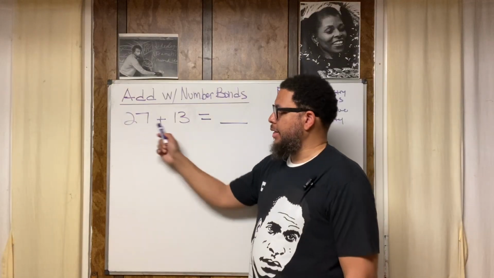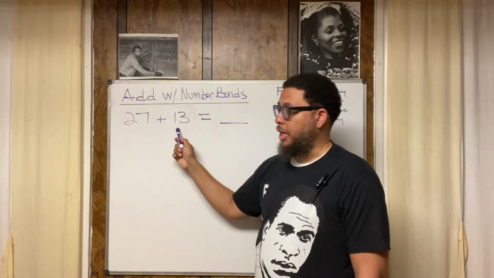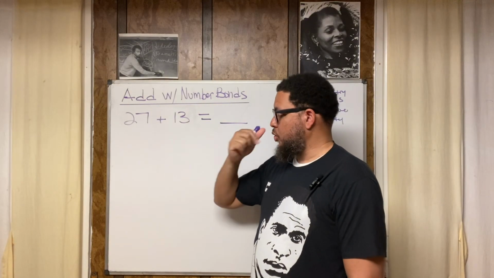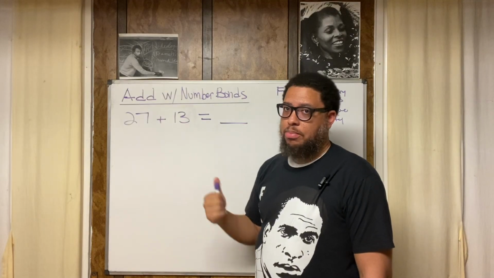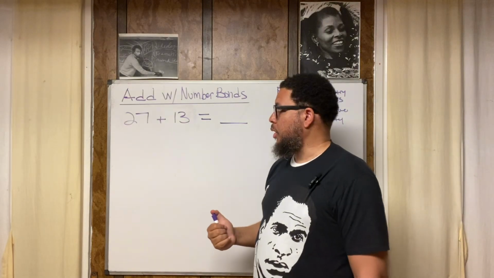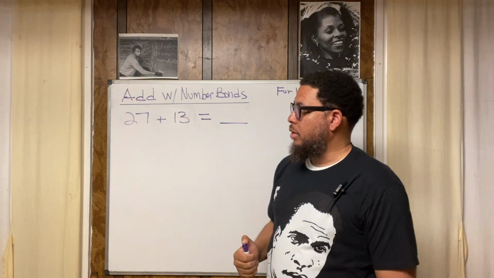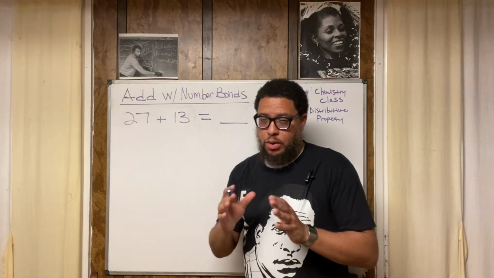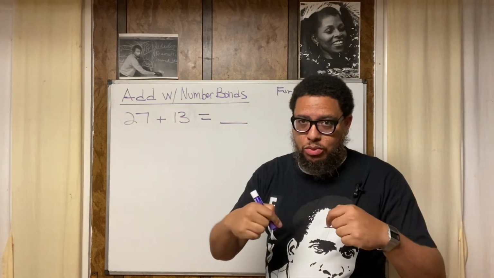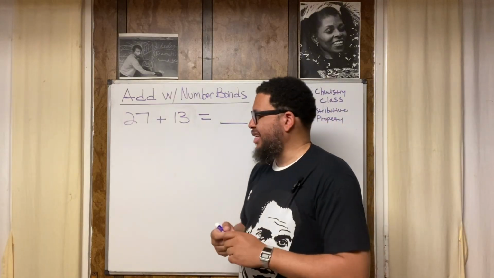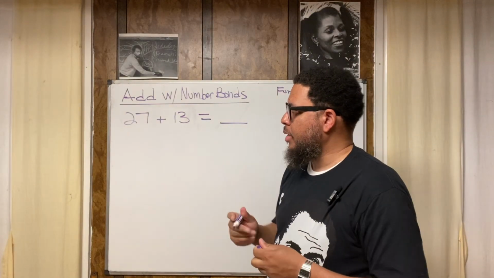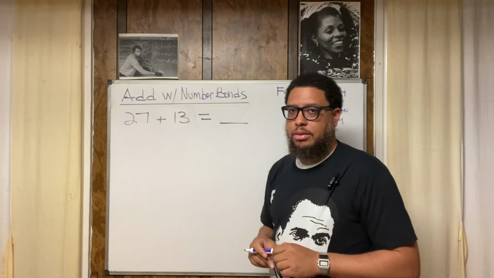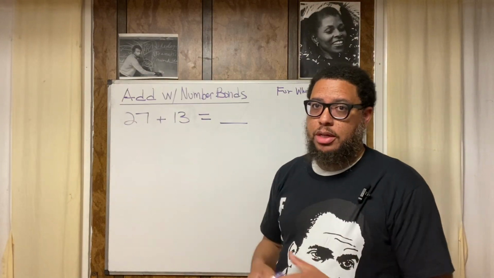So we got two addends. We got 27 and we got 13, right? Now, we want to break one of these numbers down. It doesn't matter which one, but we want one of the numbers that we break it down into to end in 0. So what I might do is this. I might take this 13 and change it to 10 plus 3, because I know 10 plus 3 is equivalent to 13.